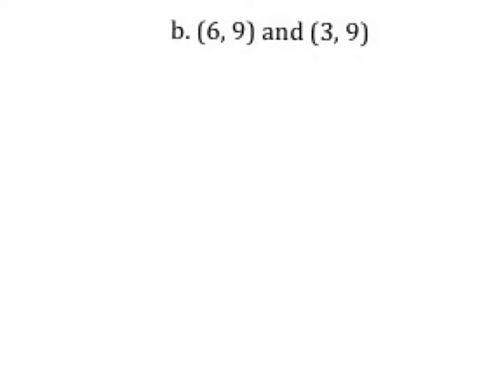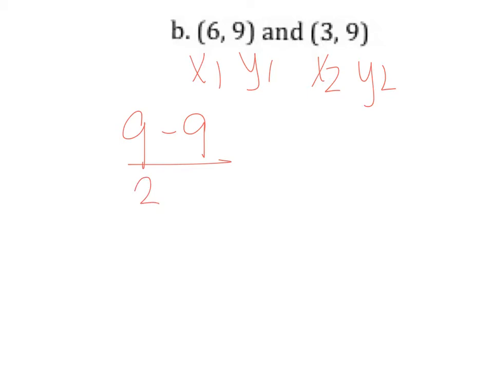Let's practice it again. Before we start plugging in numbers into our formula, we're going to label them x1, y1, x2, y2. And then plugging it in, we have y2 minus y1 over x2 minus x1. When we do our subtraction here, 9 minus 9 gives us 0 over 3 minus 6 is going to be a negative 3. We have a 0 in the numerator, which means the slope of this line is 0.